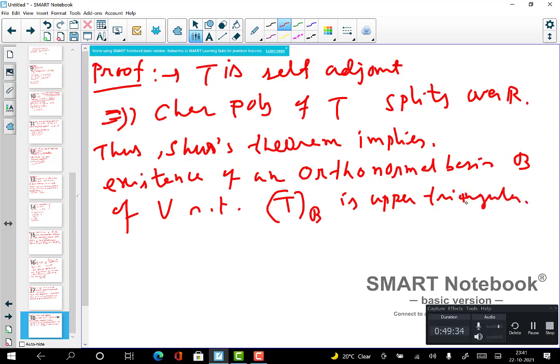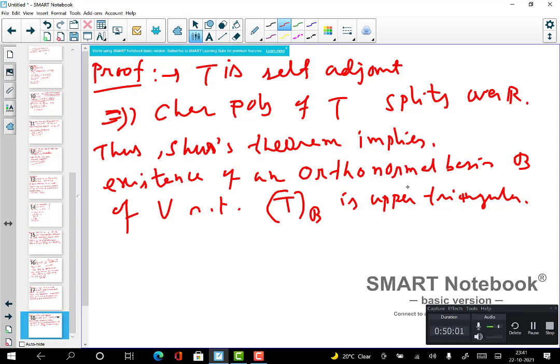Now I have to prove that the elements of this basis are also eigenvectors. Then I am done, right? An orthogonal basis always exists, which tells you that the matrix is upper triangular. But can you show that these elements of the orthogonal basis are also eigenvectors of T? Let's see whether we can show that or not.